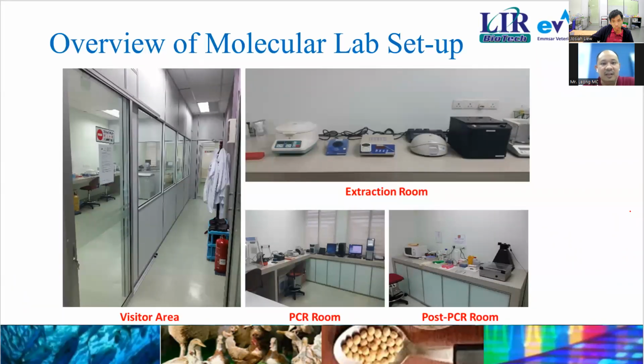So I'll give you an overview of how a molecular lab is set up. A full, complete lab will have an extraction room where you process the DNA and RNA, extracting it out from the cell. Then a PCR room where you run the PCR, and a post-PCR room for you to run gel electrophoresis for conventional PCR. Actually, this is our lab in Malaysia. I just use it to give you an idea of what a molecular lab looks like.